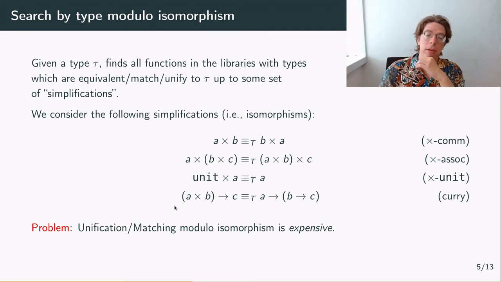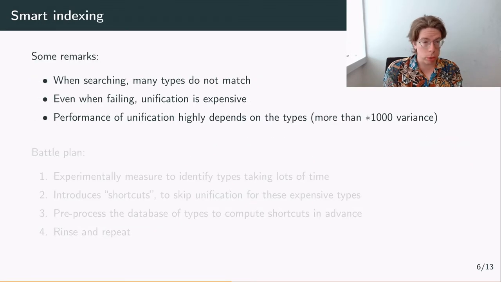The problem is that with these isomorphisms, unification and matching are very expensive, so matching is NP-complete and unification is PSPACE for two types. So we can't use this procedure directly for an exhaustive search. So what can we do?